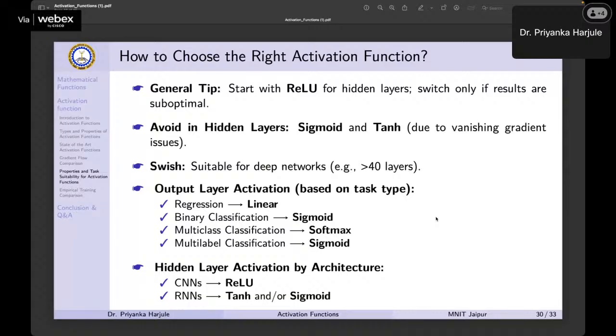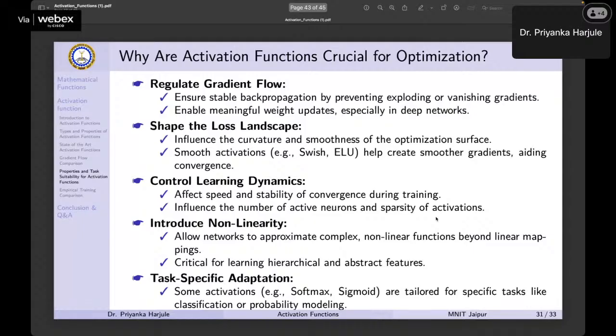So the key observations here are that ReLU is the default go-to for hidden layers. Use your task specific functions at the output, and avoid the activation functions which make your gradients vanish in the hidden layer. And you can also choose Swish or advanced activation functions like we saw in the end for very, very deep and sensitive models.